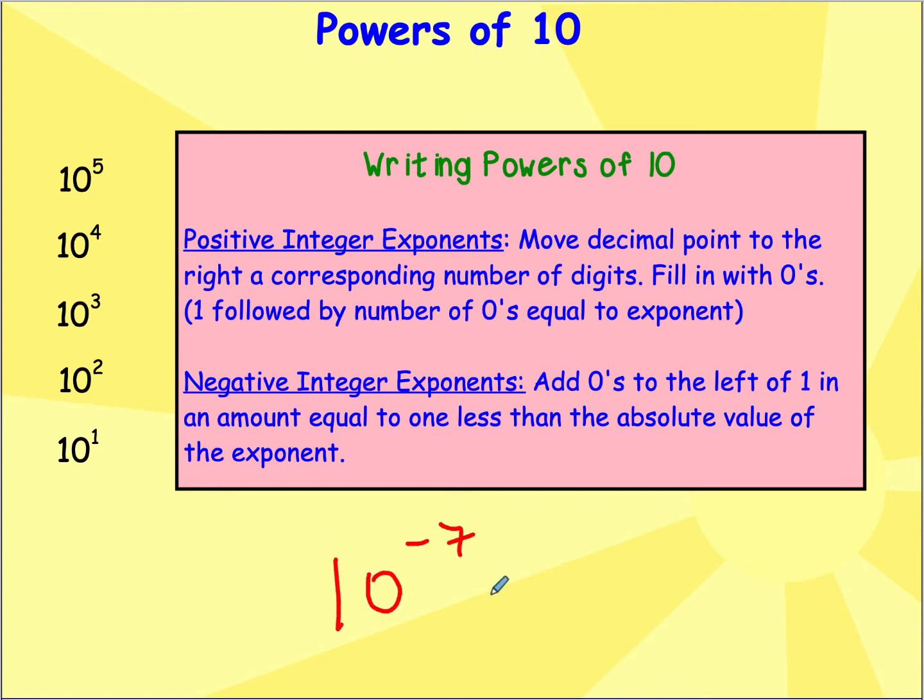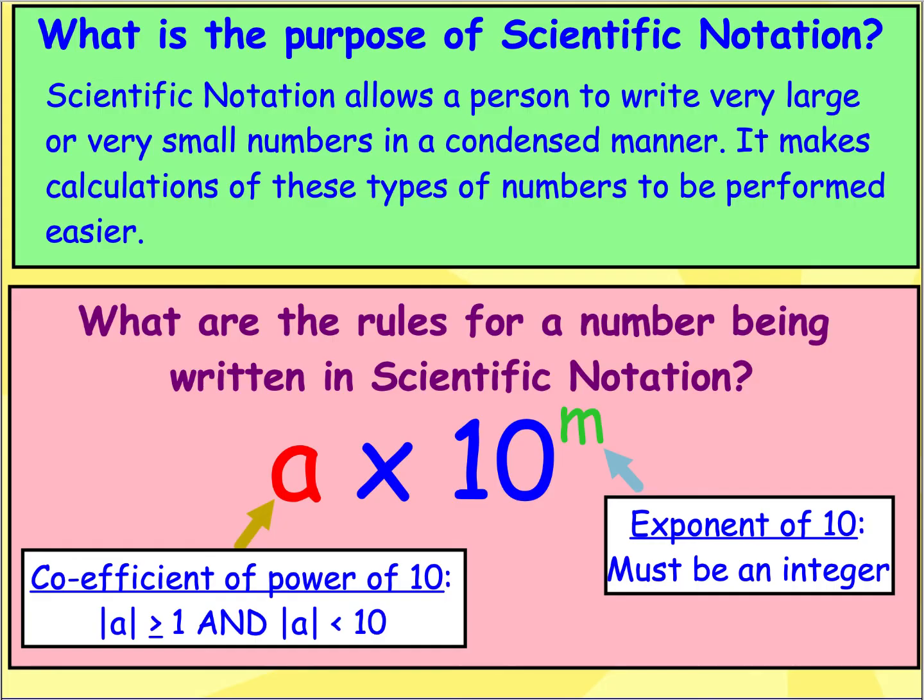Say we have 10 to the negative 7. Okay, well the absolute value of negative 7 is 7. So that means I'm going to add 6 zeros to the left of the 1. 1, 2, 3, 4, 5, 6. There's my decimal point, and we can put our leading 0. So this would be 1 ten-millionth.